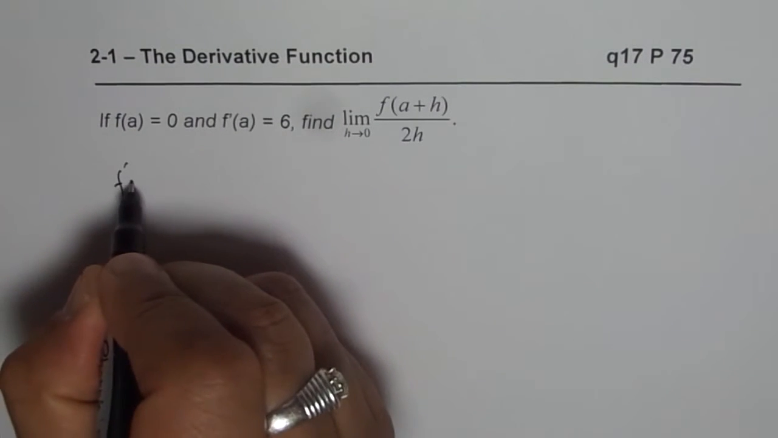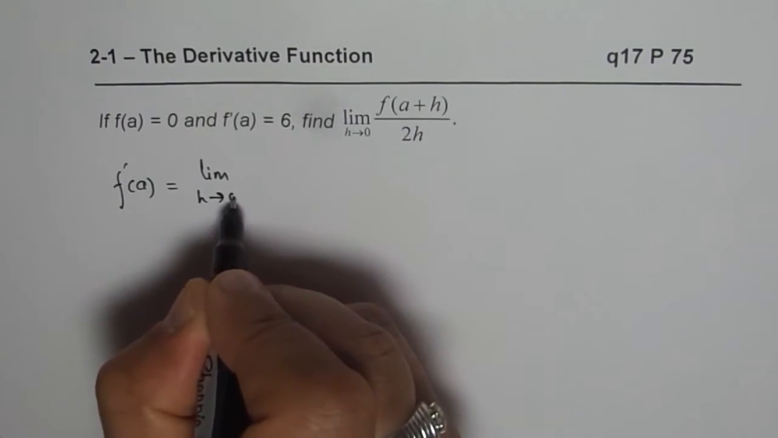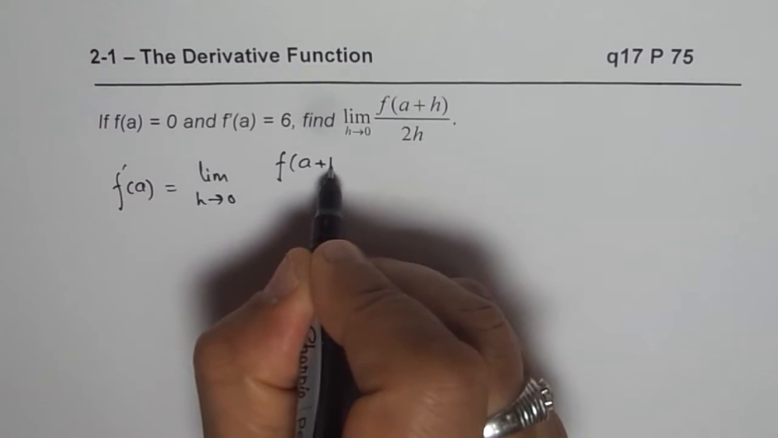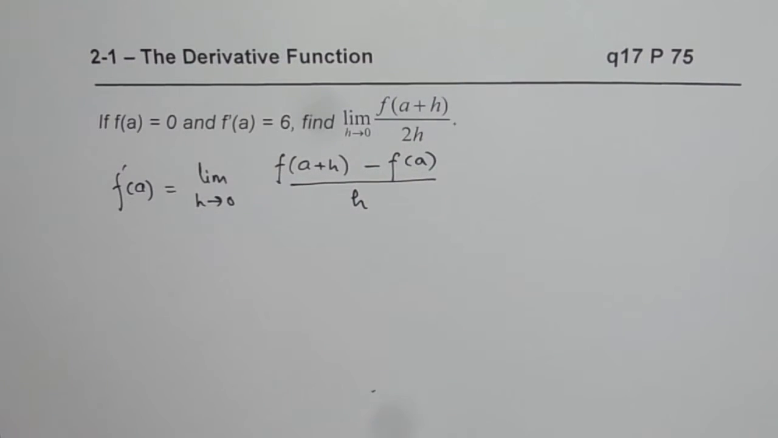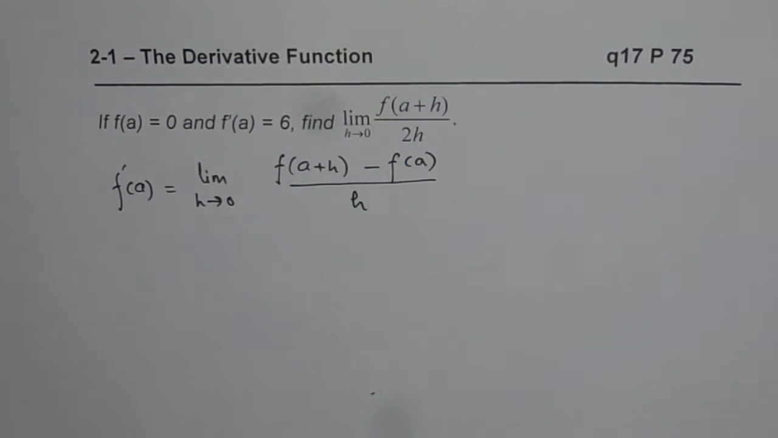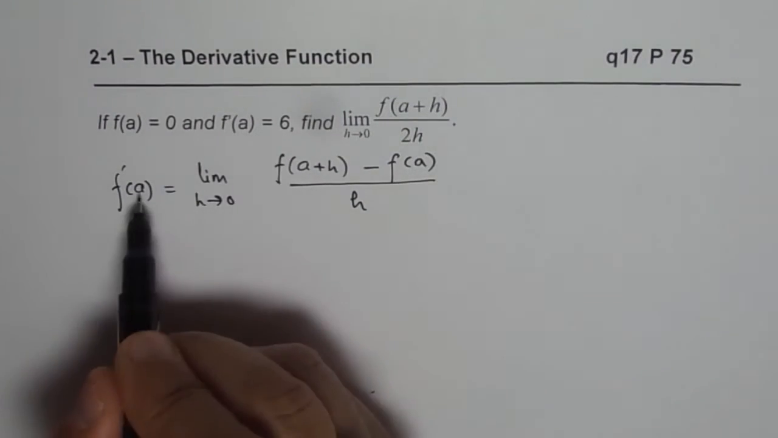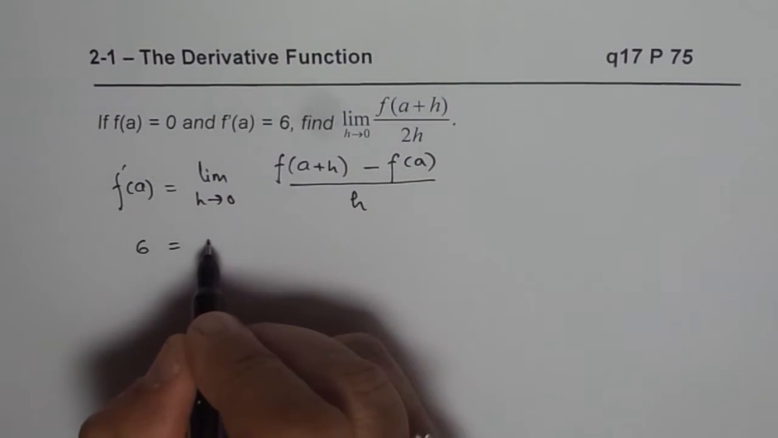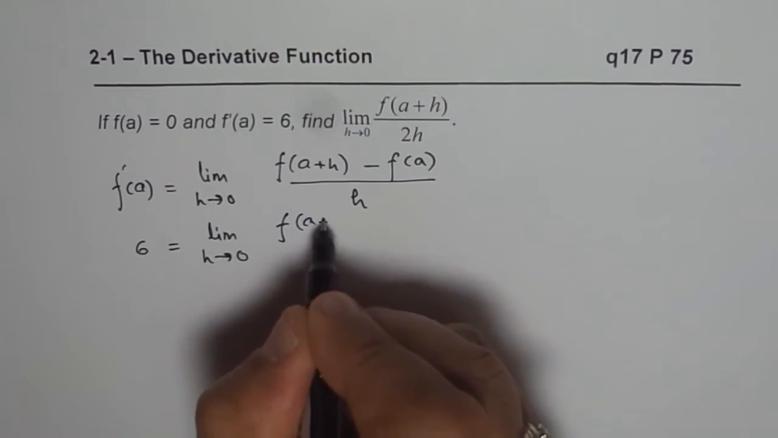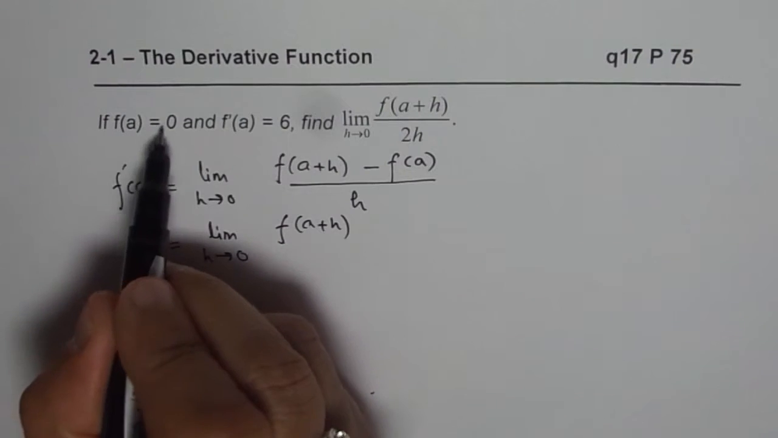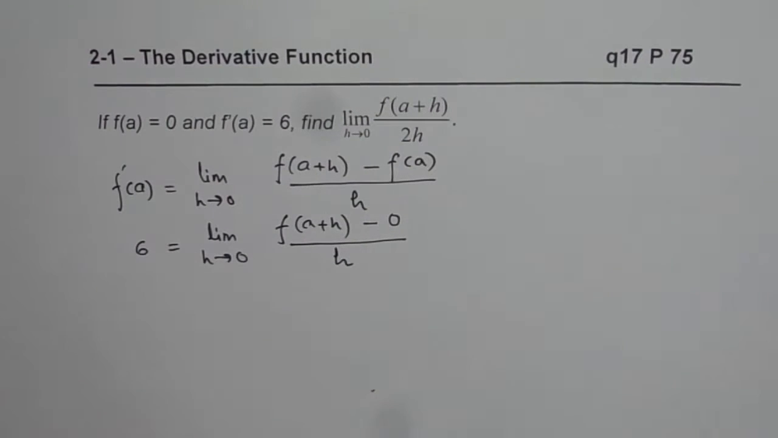So how is f'(a) defined? f'(a) is the limit when h approaches 0 of f(a + h) minus f(a) over h. So that is the definition of f'(a), right? What we are given here is that f'(a) is 6, so we'll substitute 6 for this. So we get 6 equals the limit as h approaches 0 of f(a + h) minus f(a), and we are also given f(a) is 0, so instead of f(a), I'll write 0 here, over h. Is that clear?